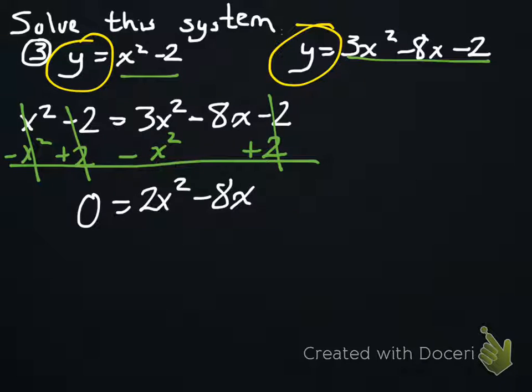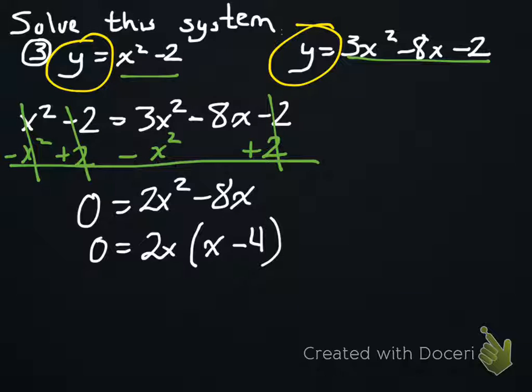Can we factor out a common term? Yes. What common term can I factor out? 2x, because they're both divisible by 2, and they both have an x in them. So 2x squared divided by 2x is x, and negative 8x divided by 2x is negative 4. Now I'm down to my factors. And so I just set each factor equal to 0.